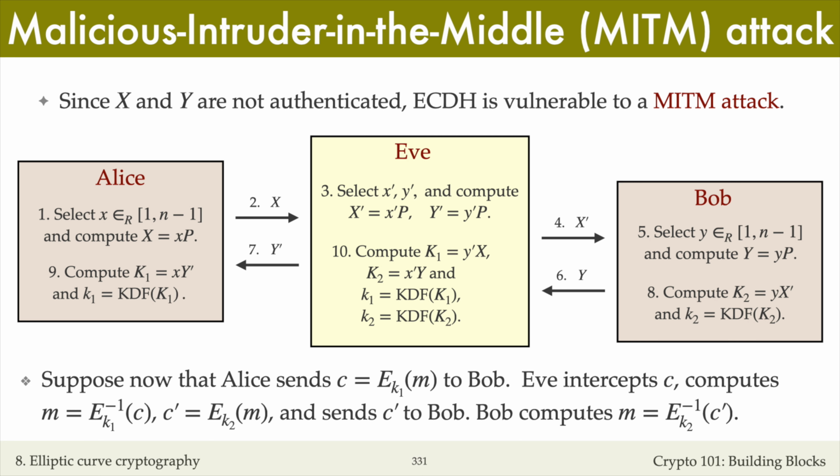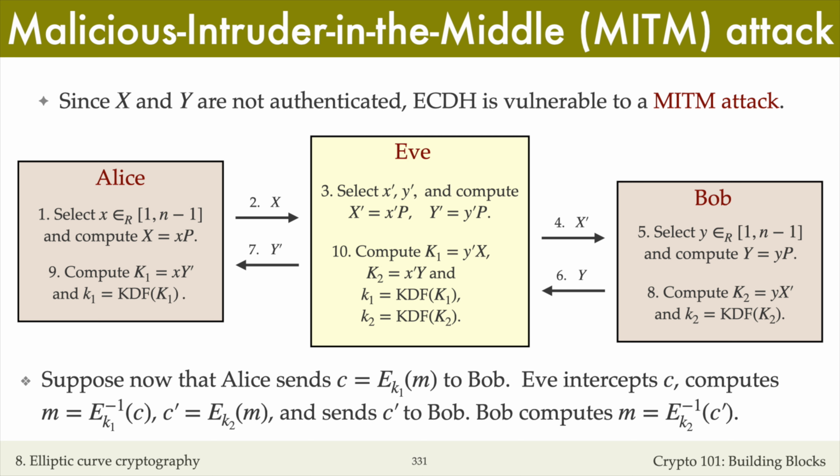Suppose now that Alice encrypts the message M using k1 and sends the resulting ciphertext C to Bob. Here, E might be a symmetric key authenticated encryption scheme such as AES-GCM. The eavesdropper Eve intercepts C, decrypts C using k1 to get the plaintext little m, and re-encrypts m using the key k2 to get the ciphertext C primed. Eve then sends C primed over to Bob, who decrypts C primed using k2 to get the plaintext m that Alice sent. But Eve has also obtained m, and so Eve has compromised the confidentiality of Alice's transmissions.